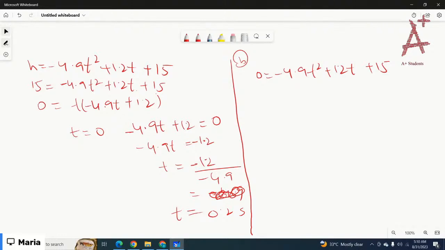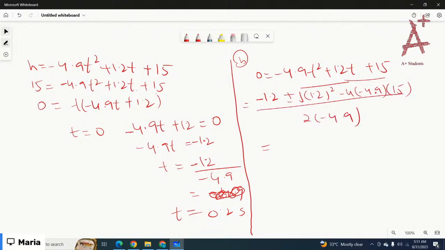It would be negative 1.2 plus or minus the square root of 1.2 square minus 4 times negative 4.9 times 15, divided by 2 times negative 4.9, right? Let me just do the calculations. You have two roots, that would be t equals negative 1.6 and t equals 1.9, right? I just calculated, checked the roots online. That means the time the stunt diver is in the air must be positive, so he will be in the air for 1.9 seconds, right? Okay.